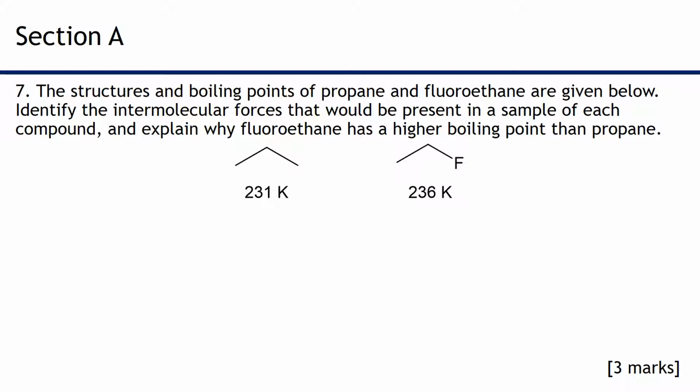Question 7. The structures and boiling points of propane and fluoroethane are given below. Identify the intermolecular forces that would be present in a sample of each compound and explain why fluoroethane has a higher boiling point than propane. Propane is shown on the left with a boiling point of 231 Kelvin. Fluoroethane is shown on the right with a boiling point of 236 Kelvin.